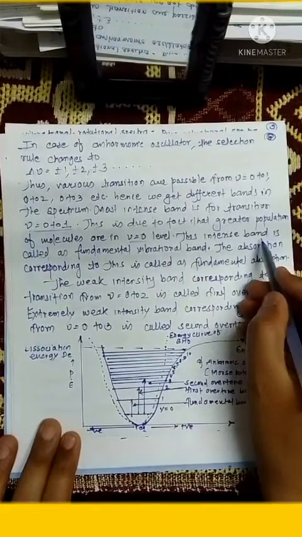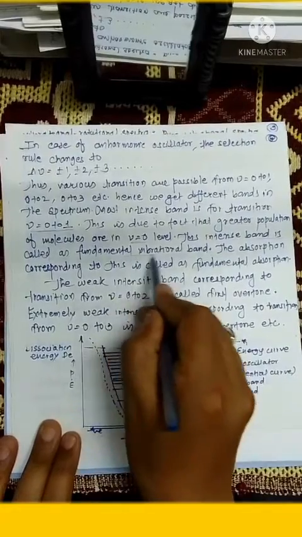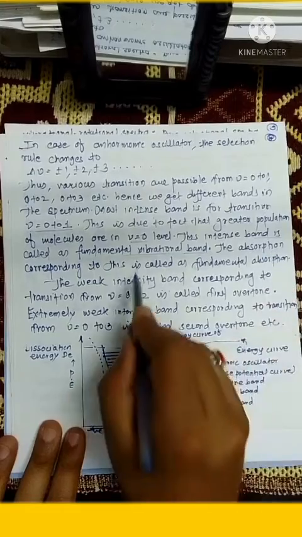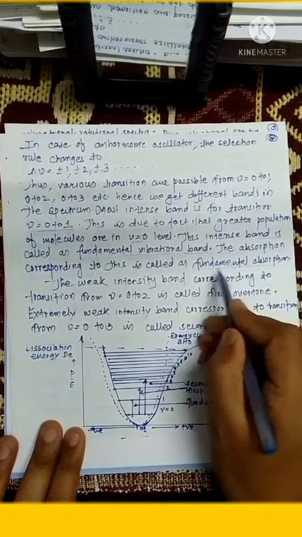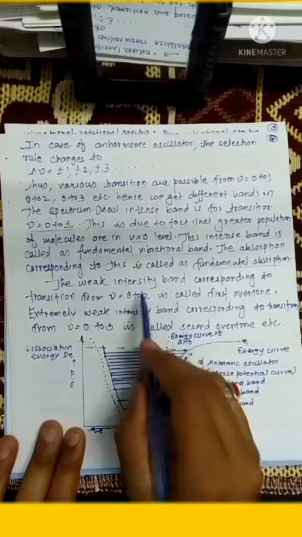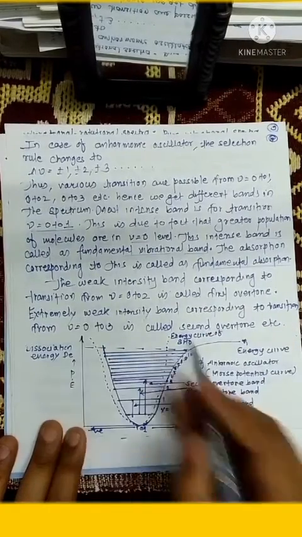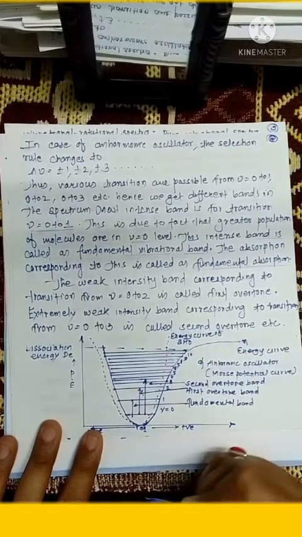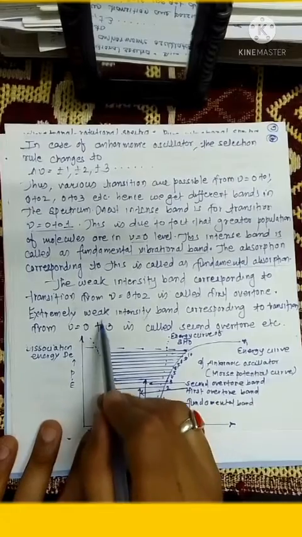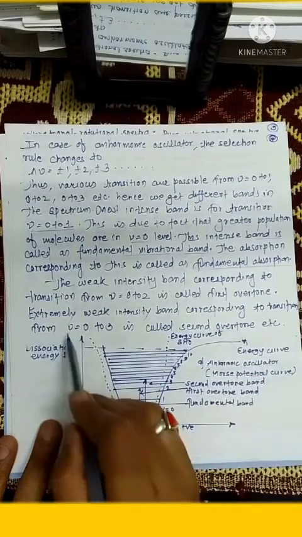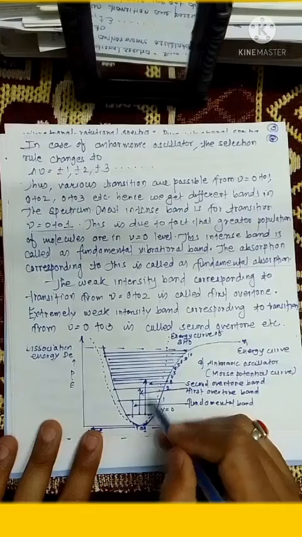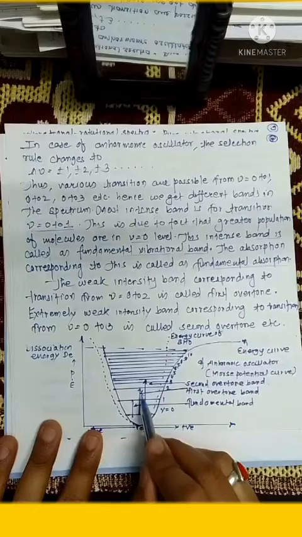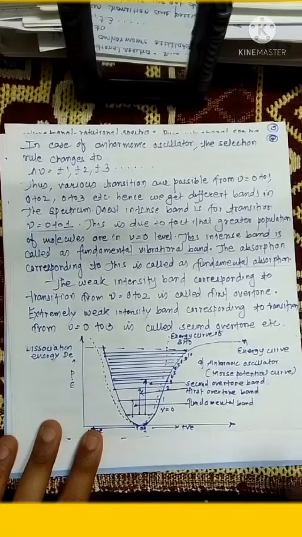This intense band, it is important, is called fundamental vibration band. The absorption corresponding to this band is called fundamental absorption. The weak intensity band corresponds to transition ν 0 to ν 2. For ν 0 to ν 2 it is called first overtone band. Extremely weak intensity band corresponding to transition ν 0 to ν 3 is called second overtone.